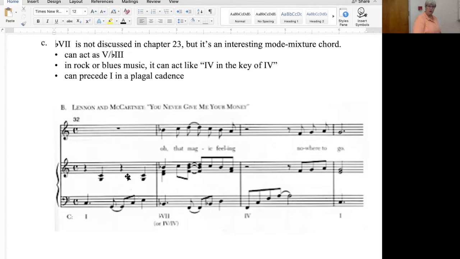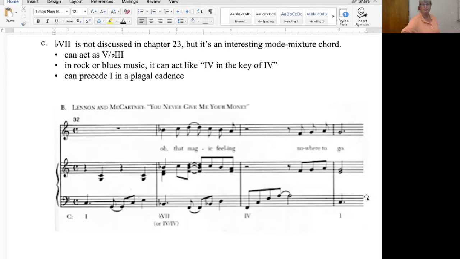Okay, so it's 1, flat 7, going to 4, and then going back to 1. It's sort of a double plagal cadence, where you have the 4 of 4 going to 4 and then going to 1.